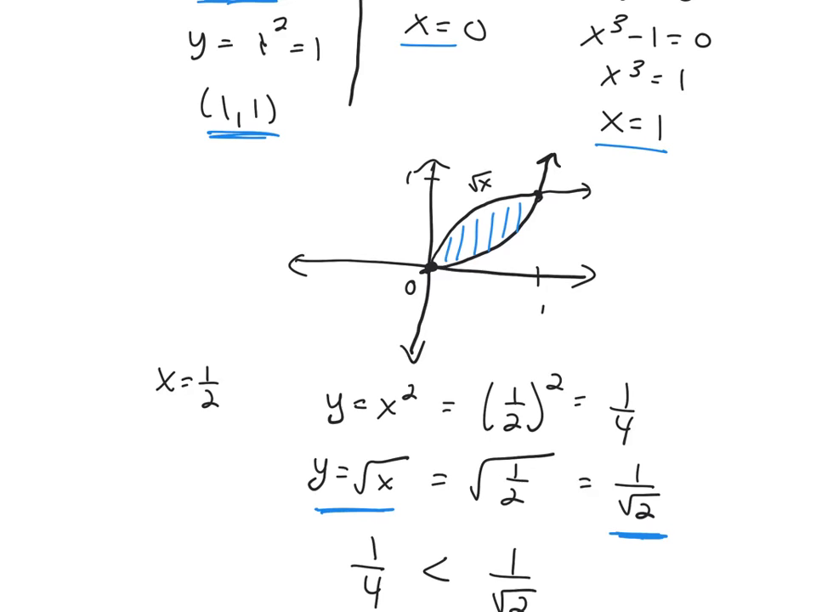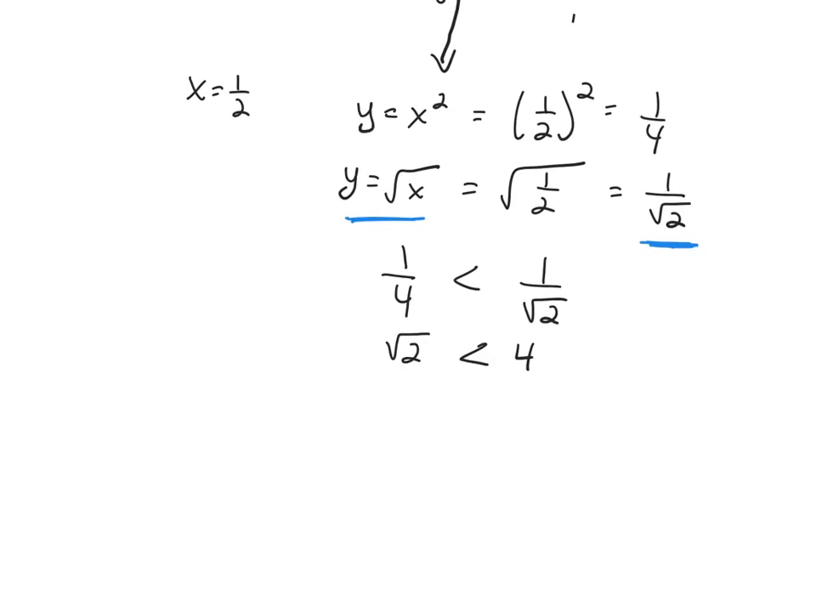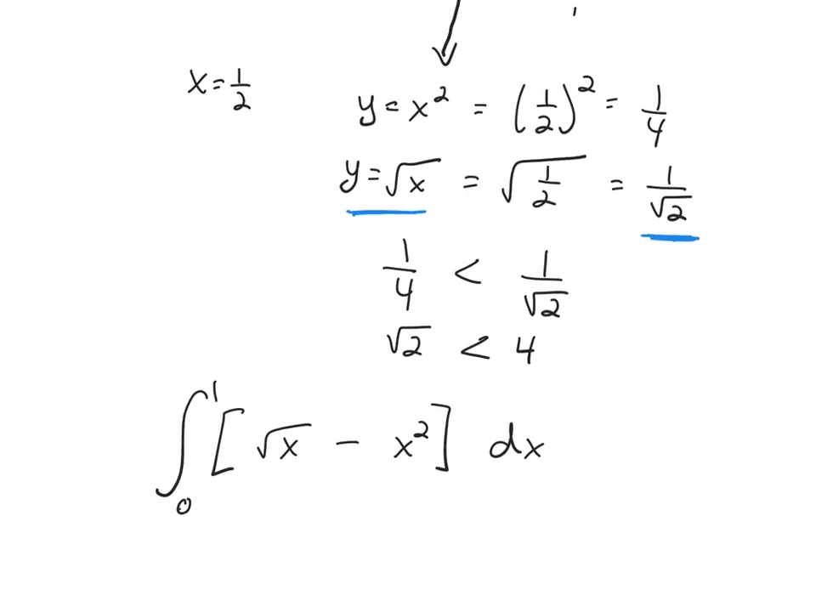Okay. After you get the picture, you're ready to set up your integral. What's my top function here? Which one? Square root of x. So when I'm integrating, remember it's top minus bottom. So you're going to do square root of x, which was on top, minus the bottom, which was x squared. And then I need bounds on my numbers. What did x go between? 0 and 1. So those are my numbers. And then you just need to integrate this.